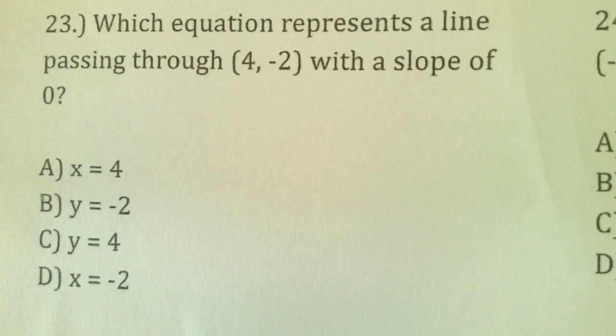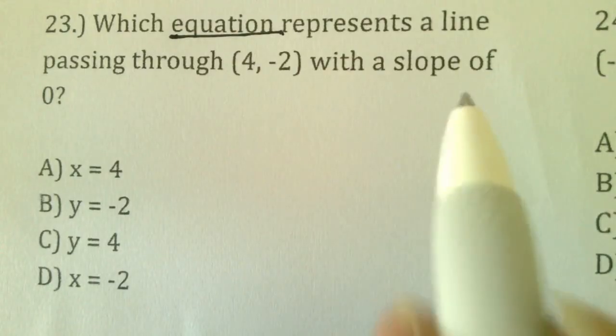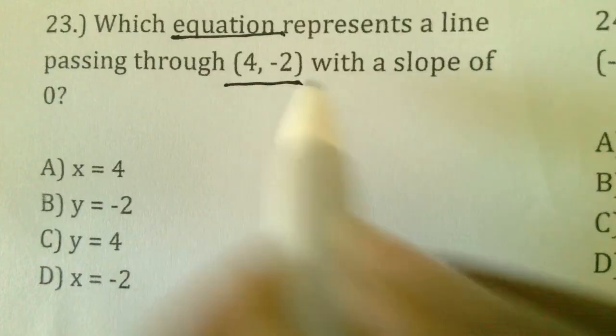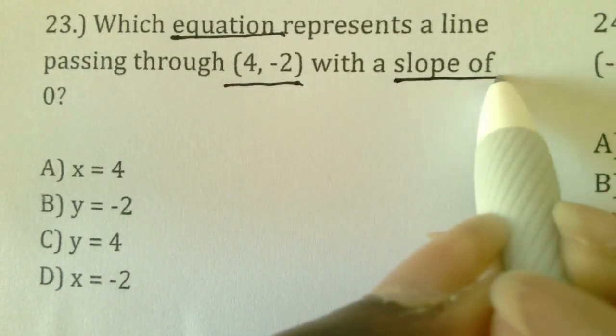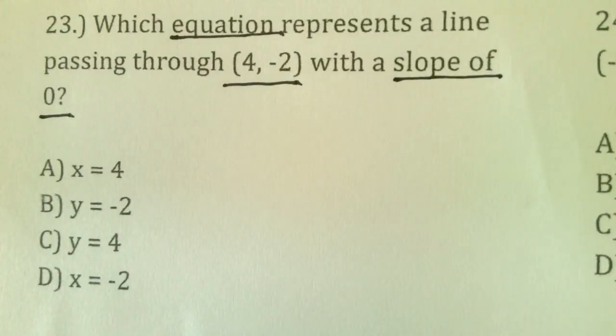Now, for the next one, which equation represents a line passing through the coordinate 4, negative 2, with the slope of 0? Okay. So, as we look at this, they're giving us 3 things. 1, they want an equation. 2, they're giving us a point. And 3, they told us that the slope is going to be 0.